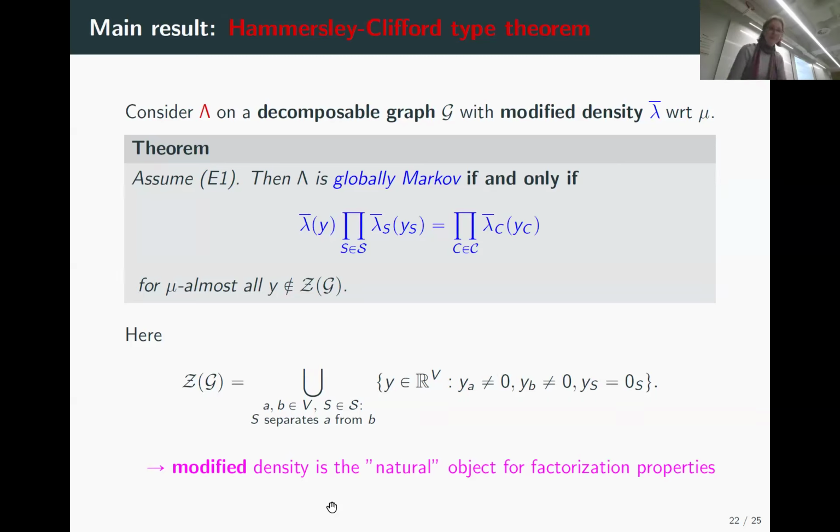And we need to look at it at all the points where it makes sense. It looks quite technical, I think, but it really resembles the classical Hammersley-Clifford type theory. So we kind of recover that for the modified density.